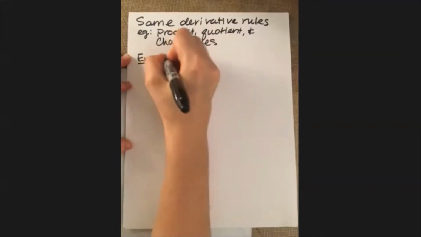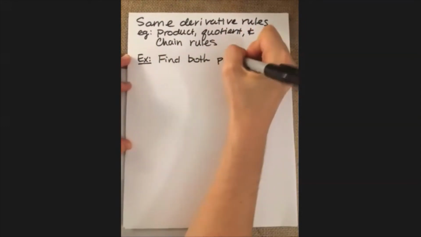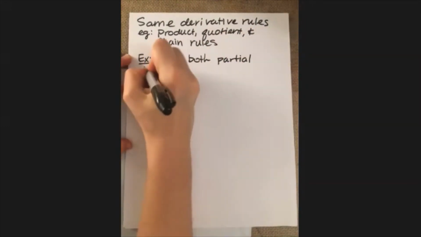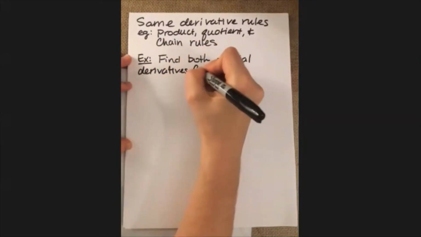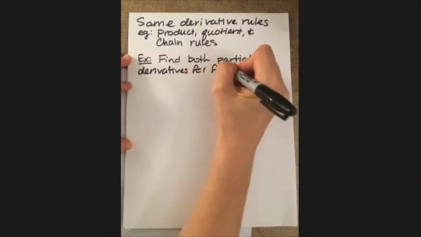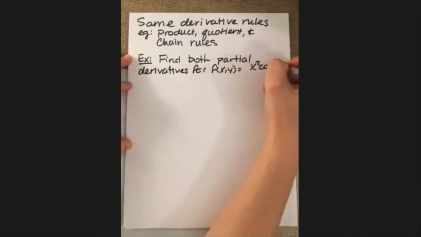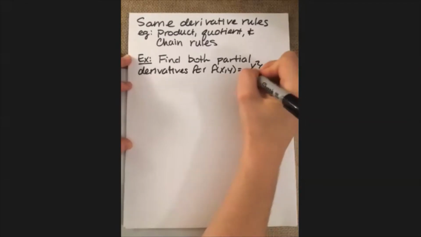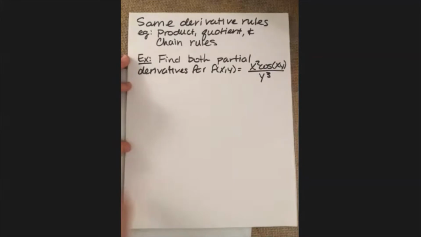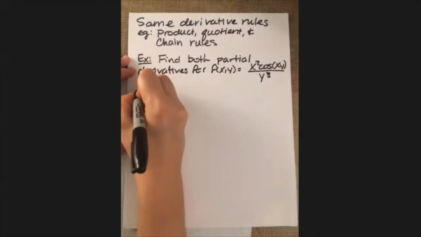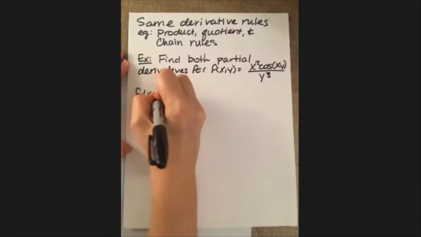We're going to find both partial derivatives for f of xy is equal to x squared cosine of xy divided by y cubed. Okay. So first we're going to find the derivative of f with respect to x of xy.